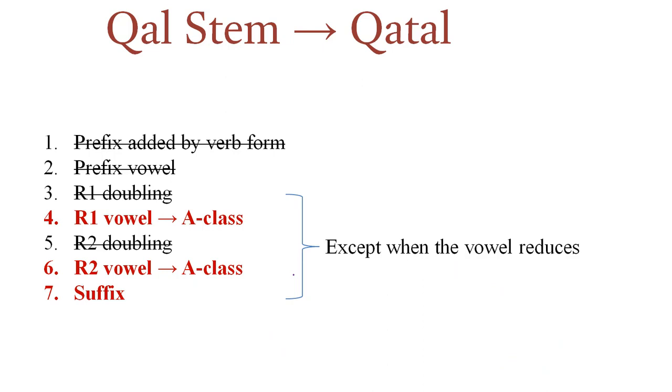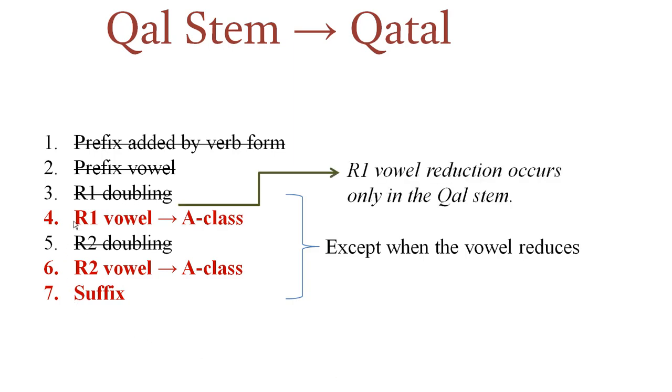So we can talk about our rules here, that our R1 vowel and our R2 vowel are A class, except when the vowel reduces. And we saw examples of that. Now, that's okay because the R1 vowel only reduces in the Qal stem. So to summarize that, R1 vowel reduction occurs only in the Qal stem.